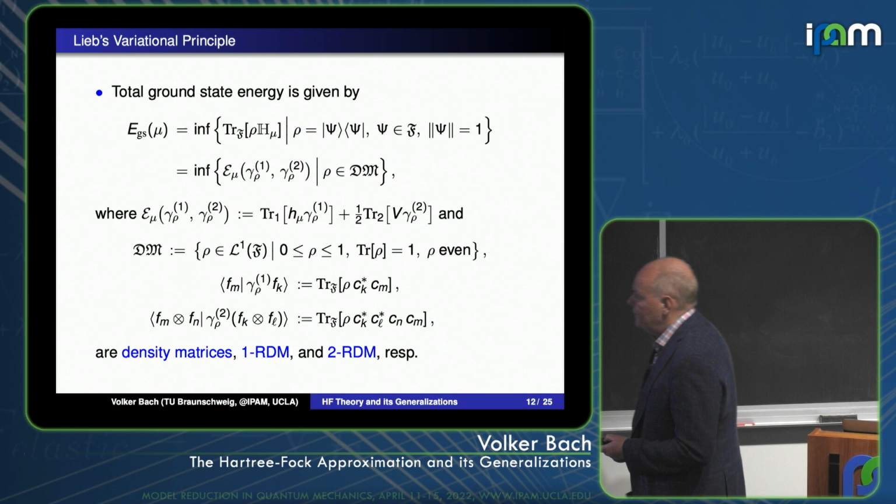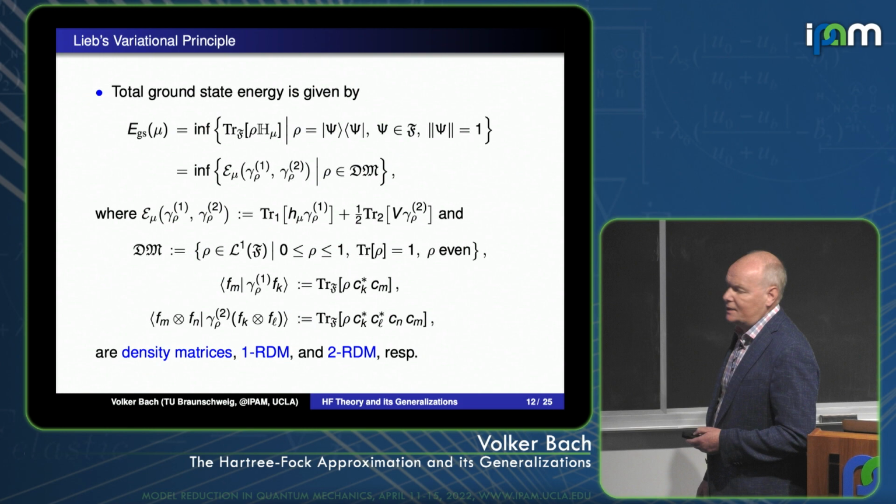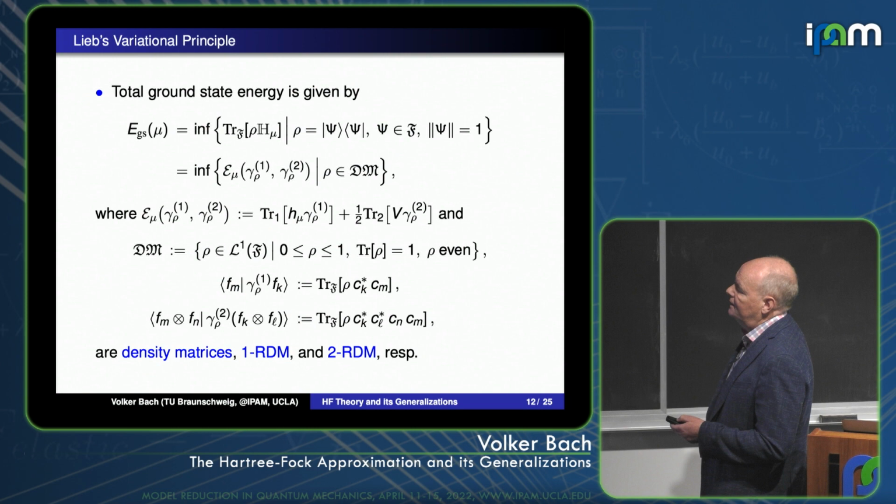So first, let me pass from wave functions to density matrices. We will see later that this is convenient. So we can write the total ground state energy as a trace of a density matrix applied to the Hamiltonian, where the density matrix is just the projection onto the wave function. So this is just the same definition as I gave before. But then one sees that one actually can take convex combinations of these pure density matrices without changing the infimum of these traces. And so we get the ground state energy as the infimum of a density functional E that depends on the reduced one particle and reduced two particle density matrices corresponding to a density matrix rho. So DM is the set of density matrices.